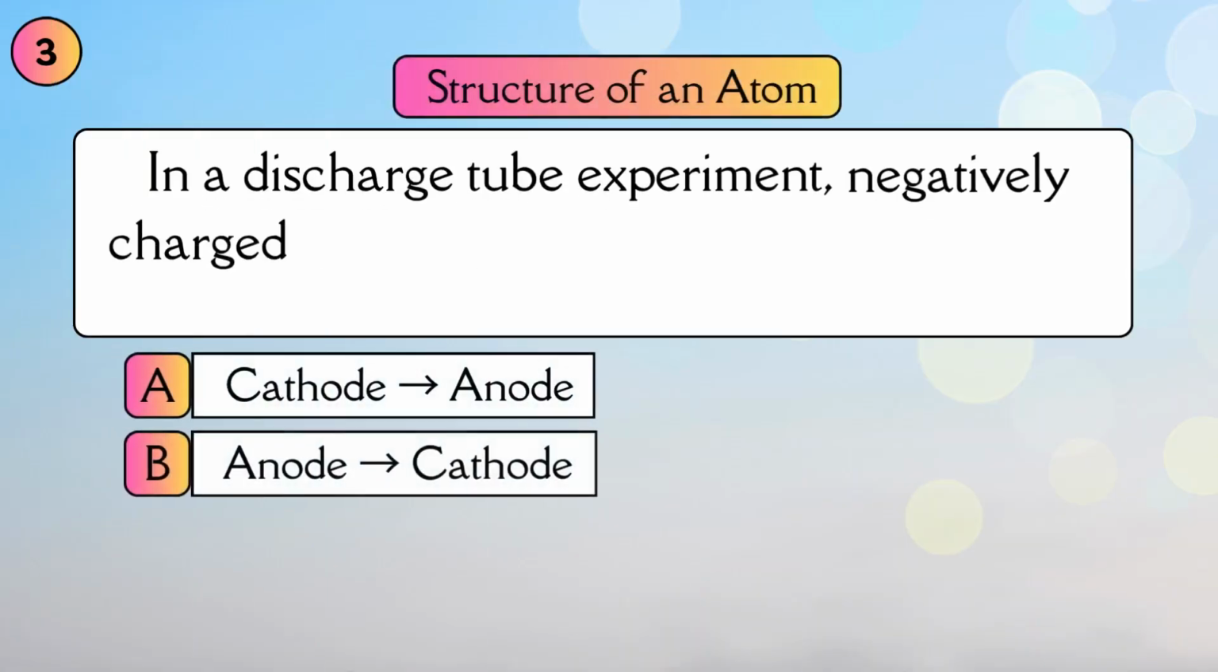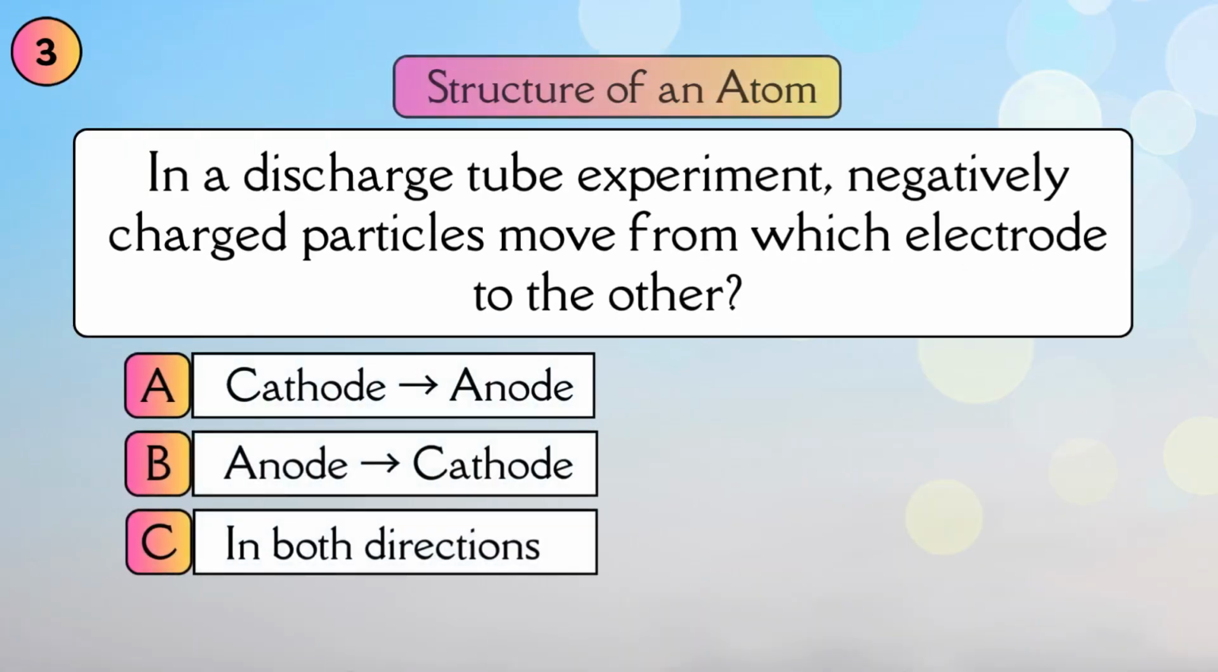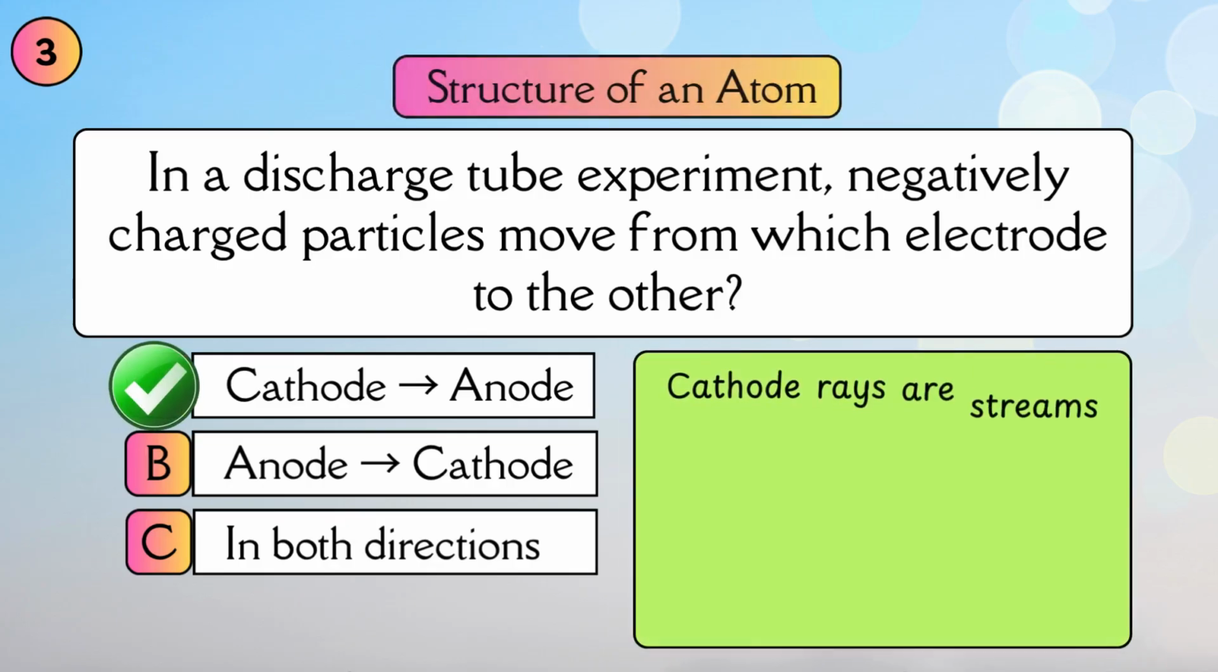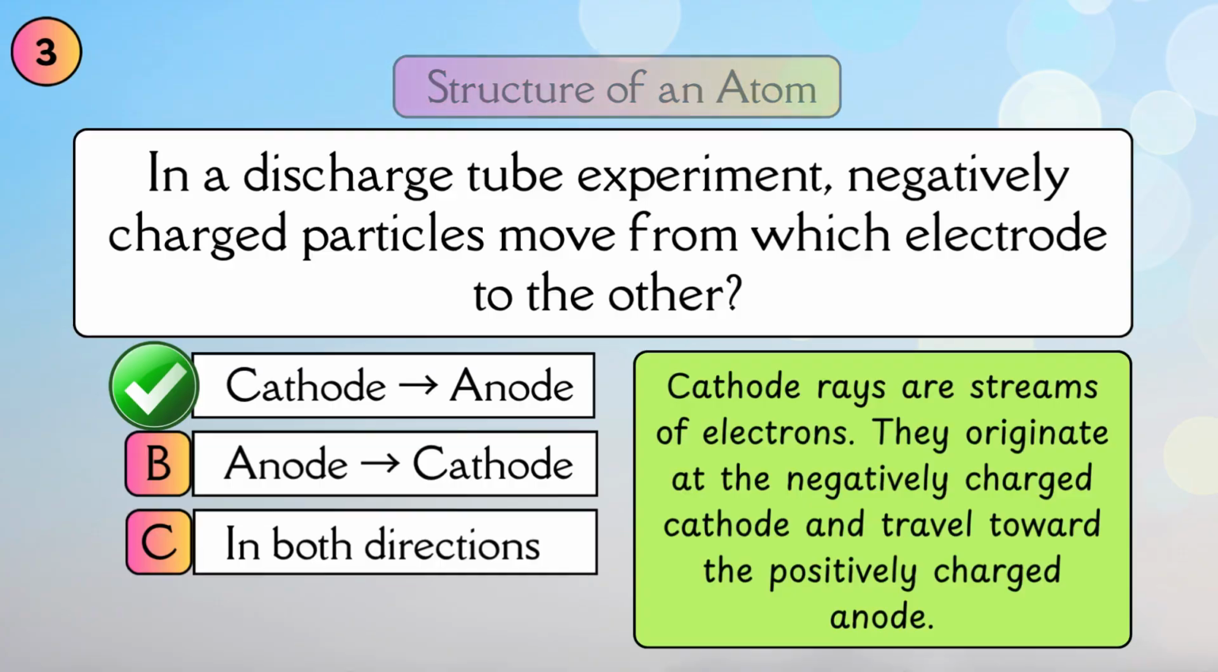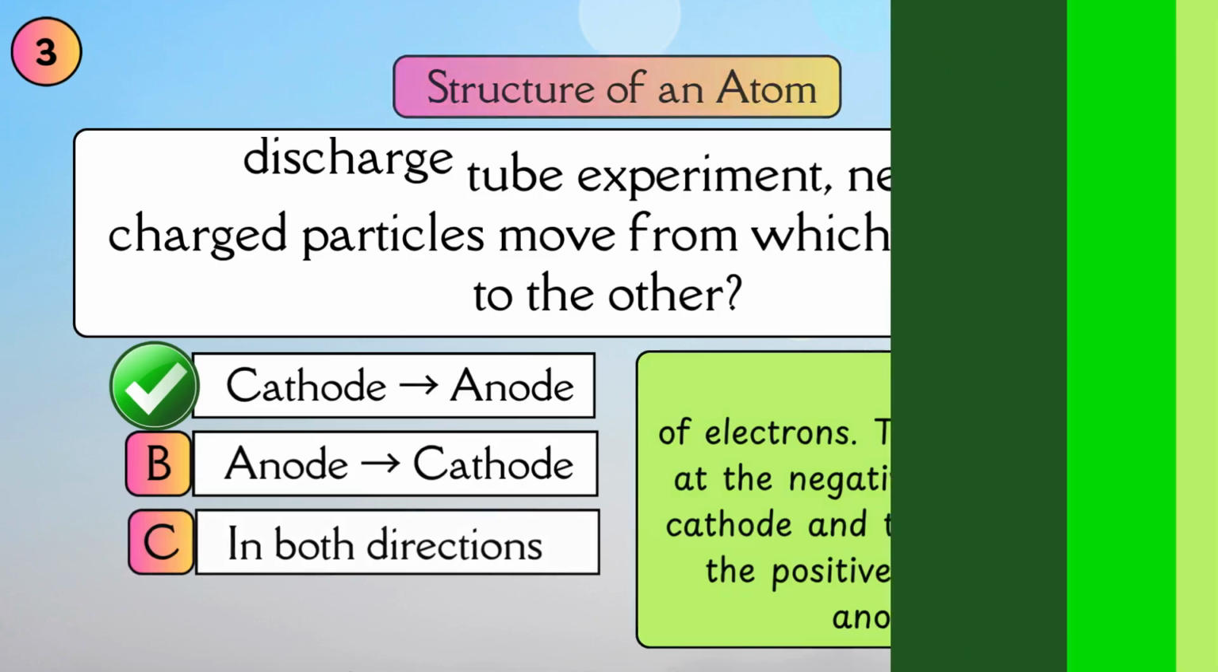In a discharge tube experiment, negatively charged particles move from which electrode to the other? The correct answer is from cathode to anode. Cathode rays are streams of electrons. They originate at the negatively charged cathode and travel toward the positively charged anode.